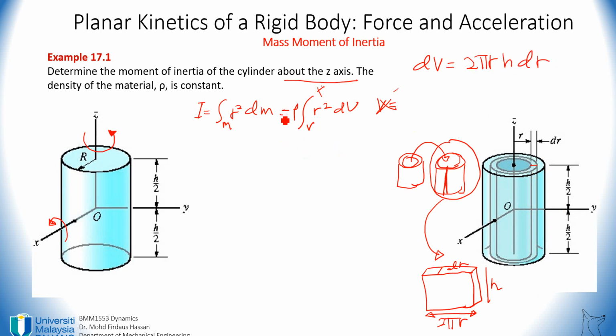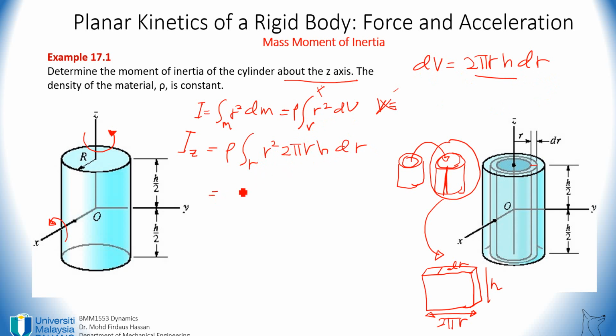So you can replace the equation here with this one. So you will have Iz, referring to the axis of rotation. Rho is there, and you integrate with respect to r. Now we change dv to dr. Okay, r squared remains there, times 2 pi r h dr.